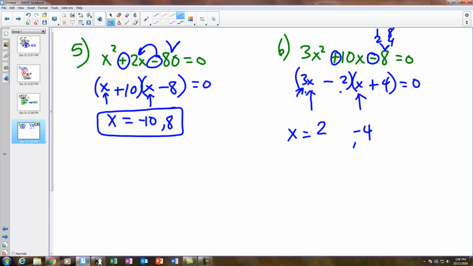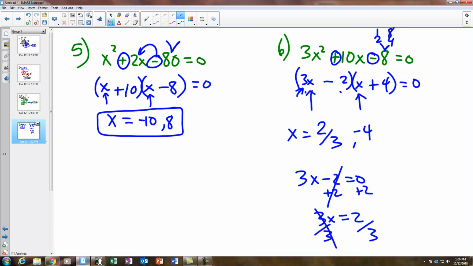But if you think about the equation 3x minus 2 equals 0, you'd add 2, hence why the 2 is positive. And you'd have 3x equals 2. Well, to finish it, you'd have to divide by 3. So you get x equals 2/3. So it is 2/3. And you can just think about switching the sign and then dividing by that leading coefficient.